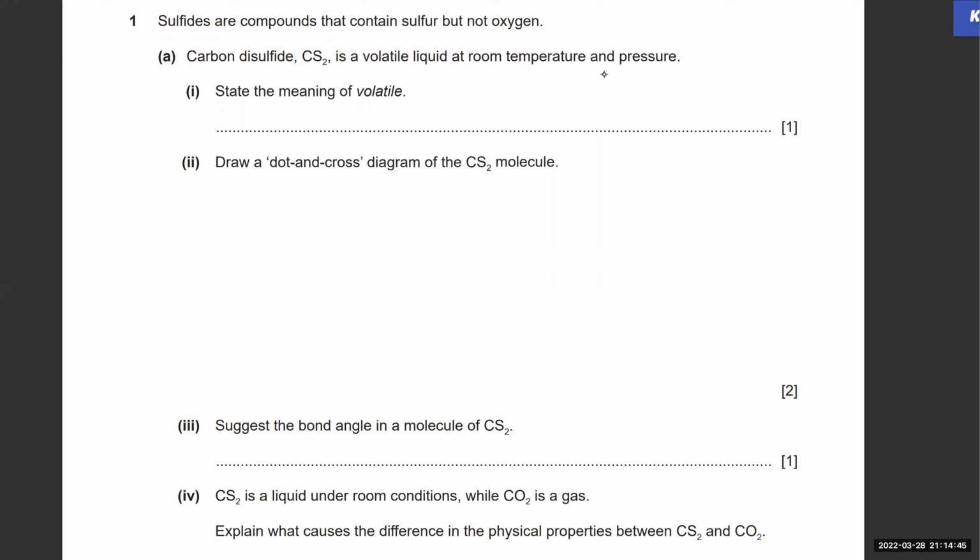So this one, carbons are volatile. Volatile means it's got a low boiling point and it evaporates quickly. And it easily evaporates.